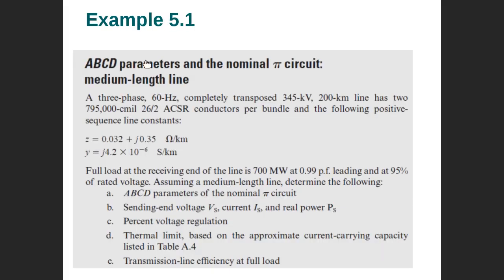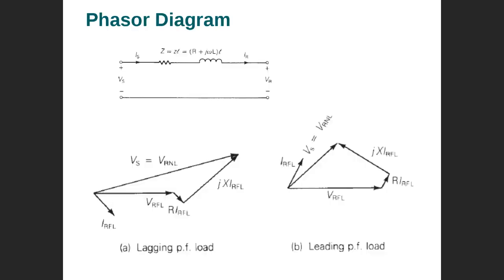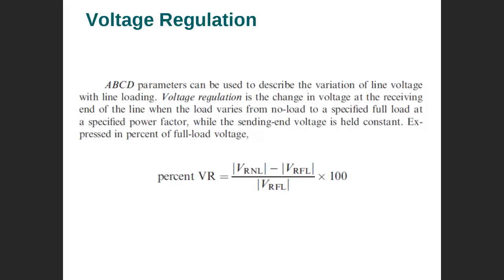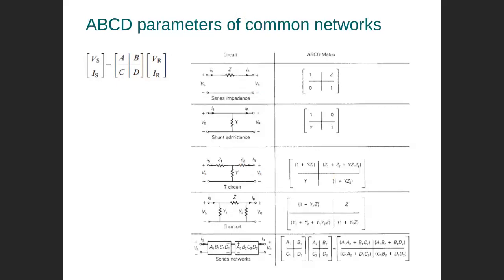ABCD parameters and the nominal pi circuit. Because we say nominal, nominal means that we are using this, then we have another equivalent. Nominal pi circuit: we are using this one here, Y on one side and Y on the other side. Okay, this is called the nominal pi circuit. This is the pi circuit.